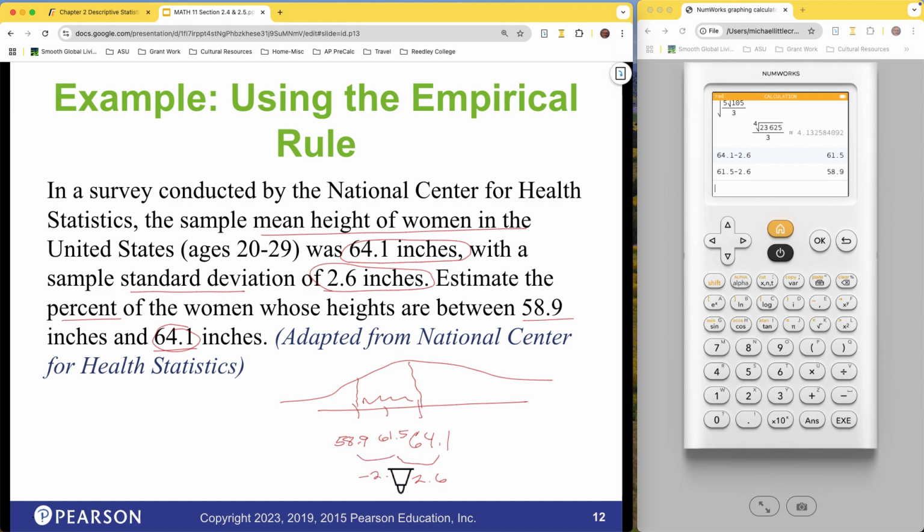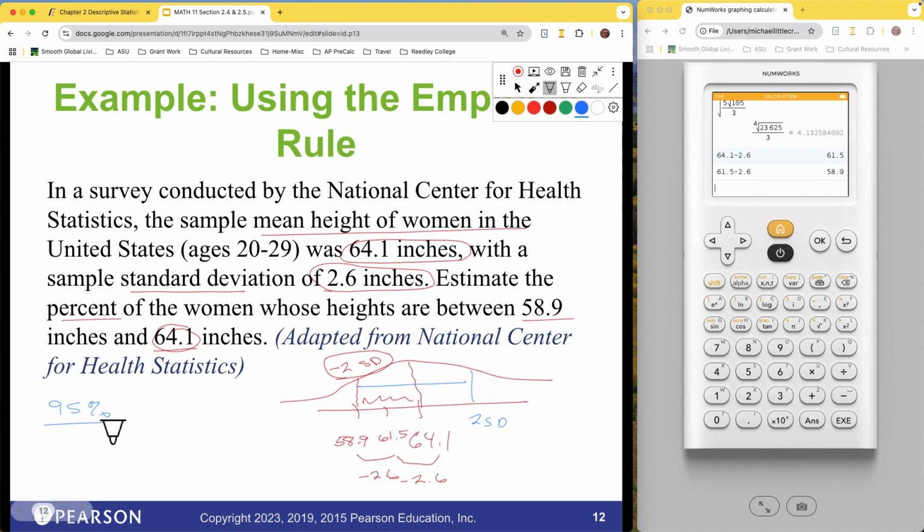was 2 standard deviations below. 2 standard deviations. I just like to use SD as my abbreviation. It's harder for me to make those Greek letters. And it's below. Remember, if we're 2 below to 2 above, two standard deviations above, that would be 95%. But we only want the lower part. We only want half of that.